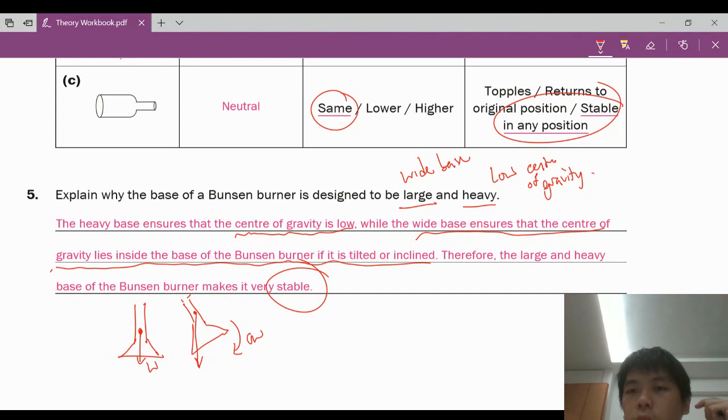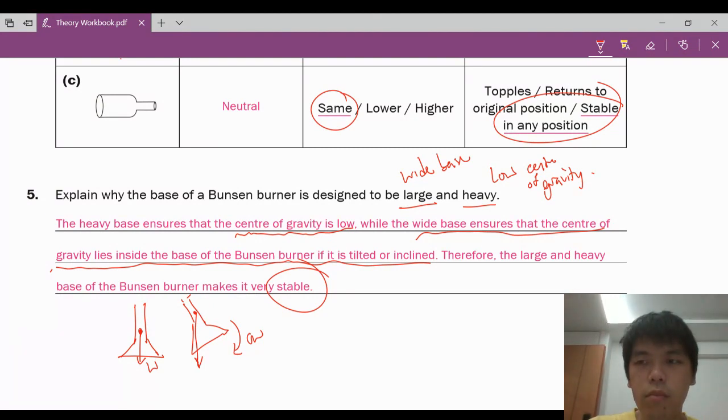Okay, so always when we explain, talk about the center of gravity being low, and talk about a wider base that allows the center of gravity to still be within the base area. Okay. All right. So today we'll end here.